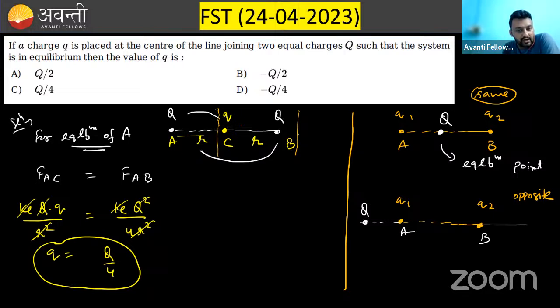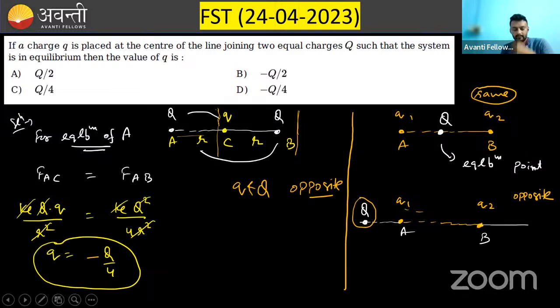That means these two charges, Q and Q, should be of opposite nature. Why? Because the third charge will be in equilibrium outside if these two charges are of opposite nature. That means capital Q is positive, so small q will be negative. So we get small q as minus q by 4, which is option number D.